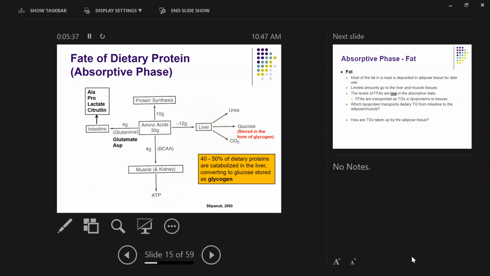Here is just a highlight of the protein metabolism in the liver. 40 to 50% of dietary proteins are catabolized in the liver, and they are basically converted to glucose and stored as glycogen, right? So that is how dietary protein is metabolized in the liver during the absorptive phase.